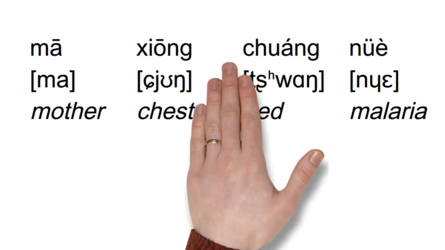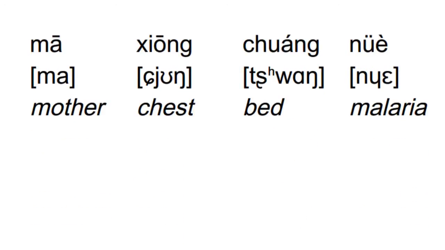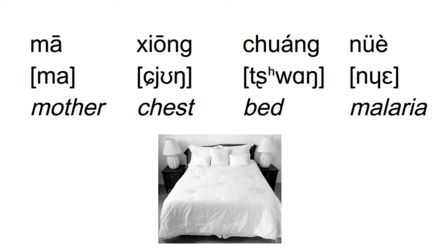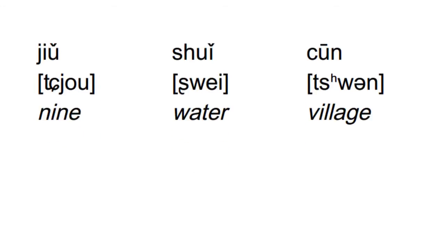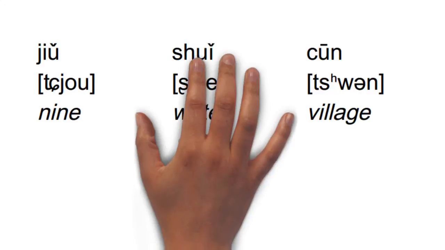As I mentioned back in video 1, a Mandarin syllable has 2 parts, an initial and a final. Giving you syllables like ma, xiong, chuang, nue. Now 3 of Mandarin's finals are iou, uei, and uen. But almost every time you encounter these finals, they're going to drop their middle letter. That gives you words like jiu, shui, and cun.